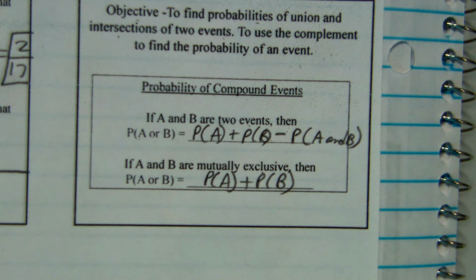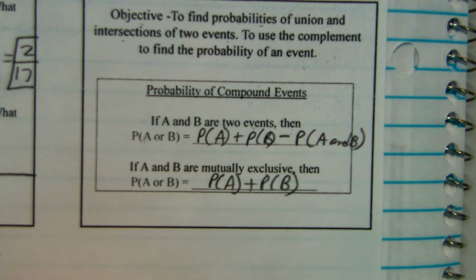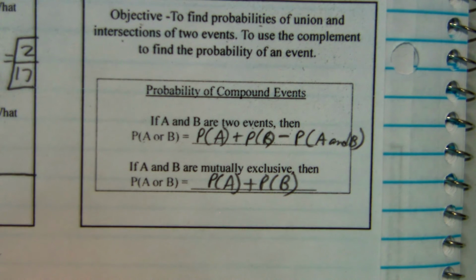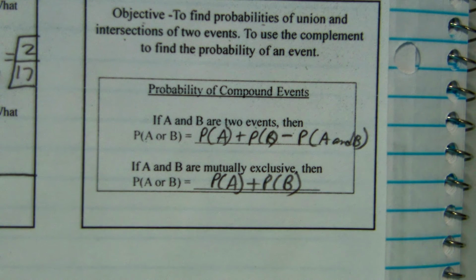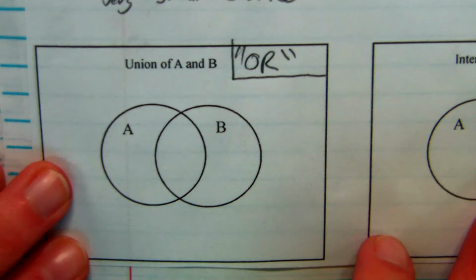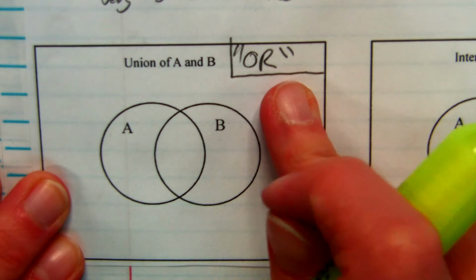All right, so if you have the union of A or B, that is what we call our OR problem. So I'm just going to put that at the top. These are the problems where they're going to give you OR. Oh, you can't see what I'm writing. So union of A and B is an OR problem.